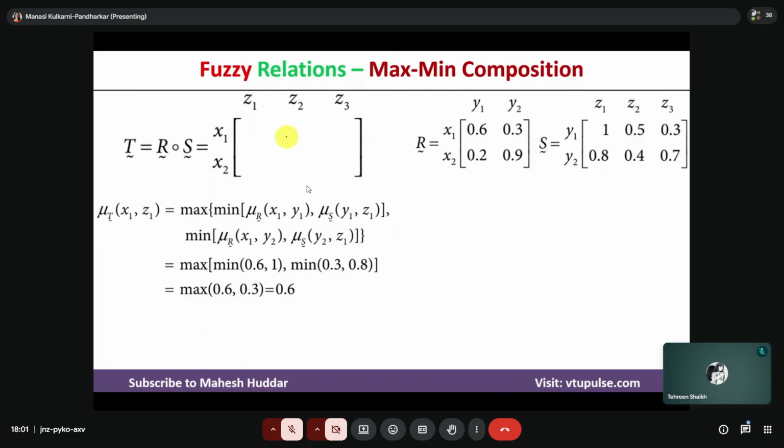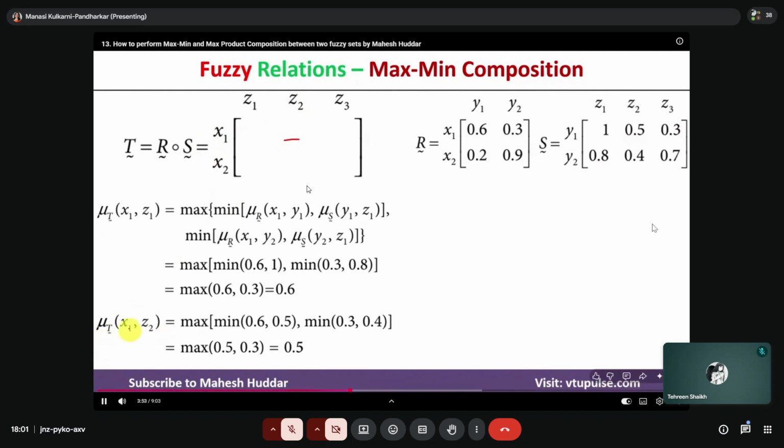Now we will discuss how to find the membership value of x1, z2. That is, we need to start at x1 and then we need to end at z2 here. That is written something like this, membership value of x1, z2. Tell me now what we are doing over here. We have to come up to z2. Tell me now x1 to z2. So x1 to y1 and y1 to z2. Am I right? So x1 to y1 is what? 0.6.